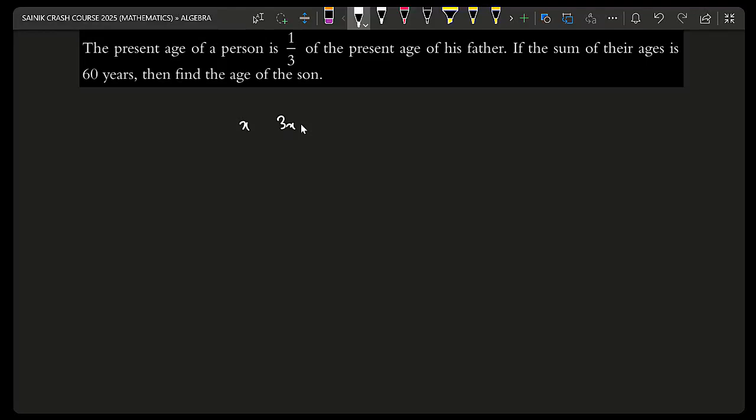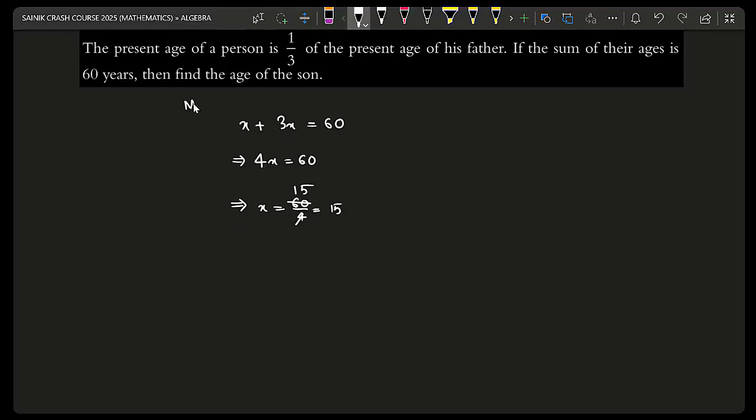Okay, now the sum is given, 60. So how can we write the equation? 3x plus x is equal to 60, sir. Yes, what is x plus 3x? Sir, 4x. 4x is equal to 60. Is this a simple equation or not? Yes, sir. How to find the value of x? Sir, 4 is multiplying, transpose it will divide. Yes, 60 divided by 4. What is the answer? Sir, 15. 4 ones are 4, 2 is remaining, 20. 4 fives are 20, that is 15. So son's age is 15.